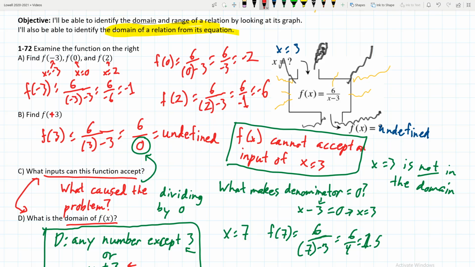Okay? It's like saying, who's the teacher? Well, Mr. Chang's the teacher. Or you could say, who is not the teacher? All these people sitting in the desks are not the teacher. And that kind of answers the question the same way. So usually when I'm asking, what's the domain of this function based on the equation, the easier way to answer that is usually what is not in the domain.